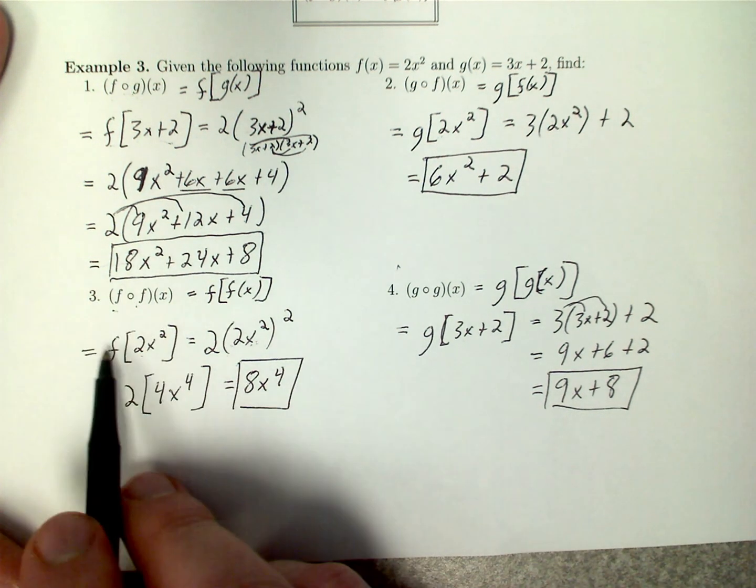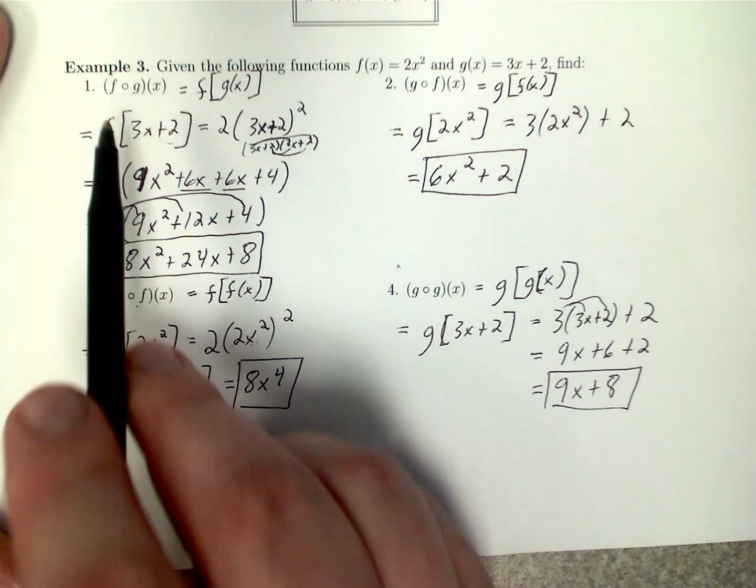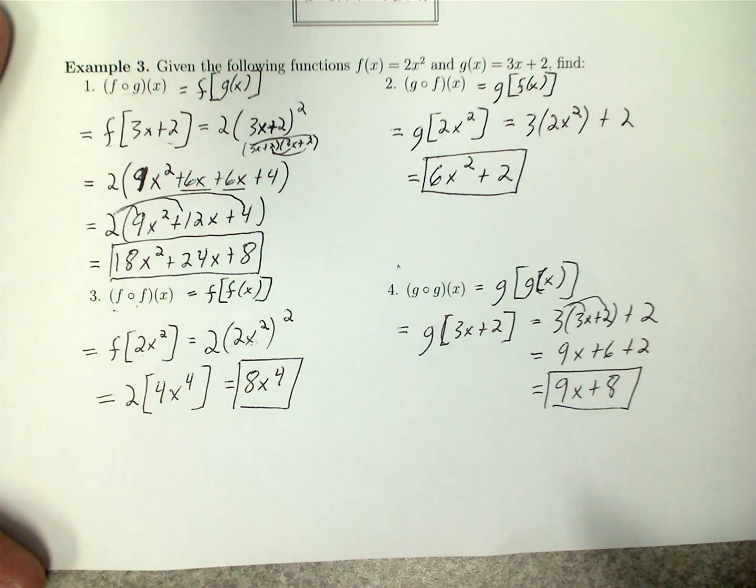As a formula, f of f is 8x to the 4th, g of f is 6x squared plus 2, and f of g is 18x squared plus 24x plus 8. This concludes this lecture.